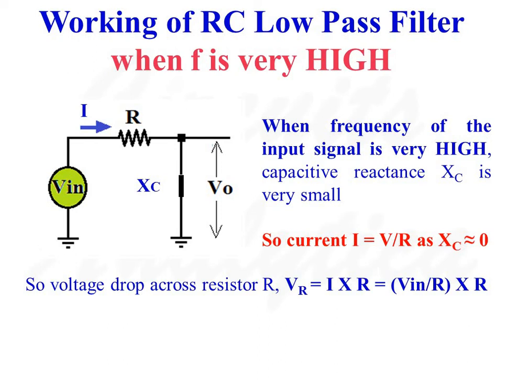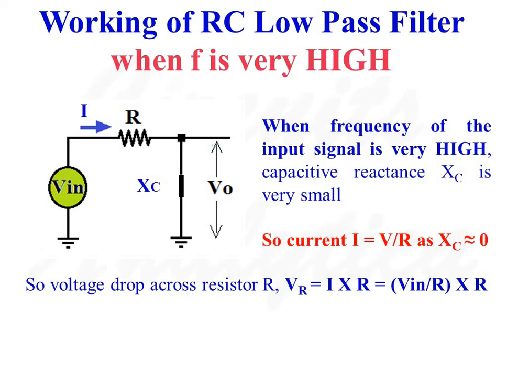At very high frequency of the input signal, capacitive reactance Xc is almost equal to 0. When frequency of the input signal is very high, capacitive reactance Xc is very small. So actually current I is equal to Vin divided by R minus jXc. As Xc is approximately equal to 0, current I is equal to Vin divided by R.